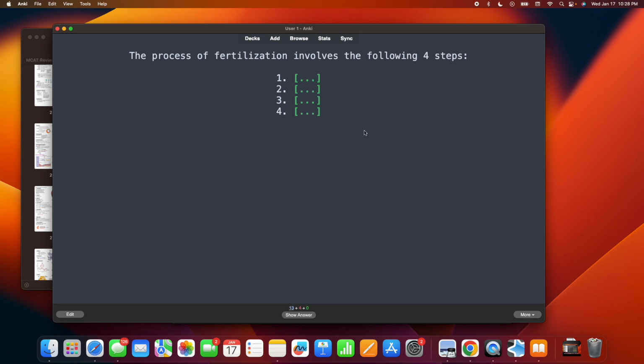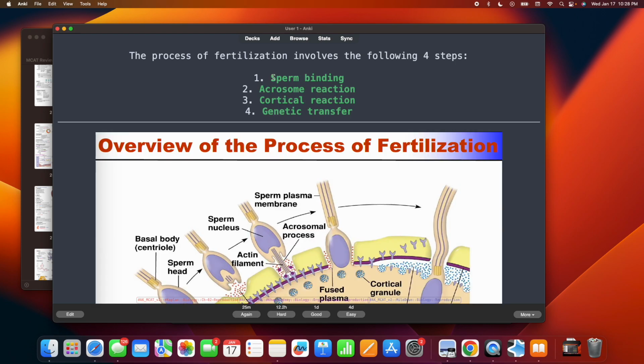The process of fertilization involves the following 4 steps. So probably we have the eggs that come out of the ovaries, and then we have the oocytes that go to the fallopian tube, and then if they fertilize, they become zygote. The zygote differentiates. It gives multiple cells that go to the uterus and implant in the wall. So let's see: sperm binding, acrosome reaction, cortical reaction, genetic transfer.